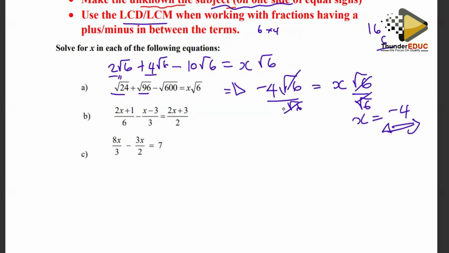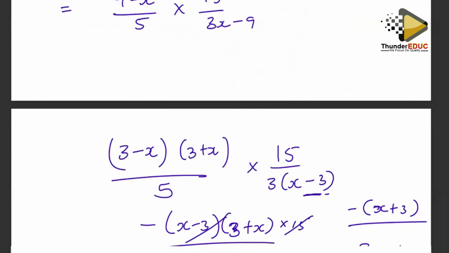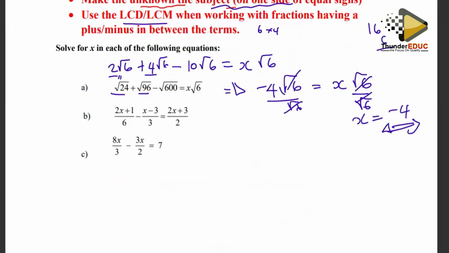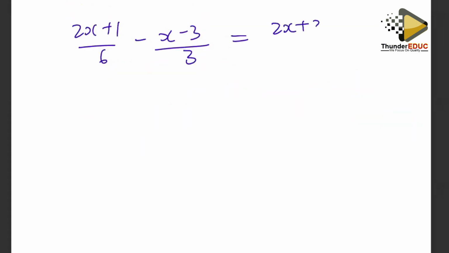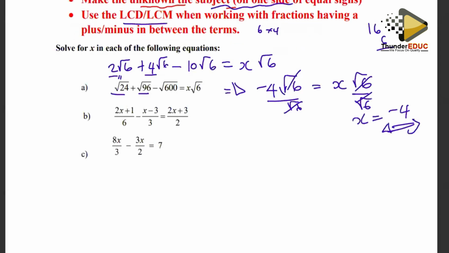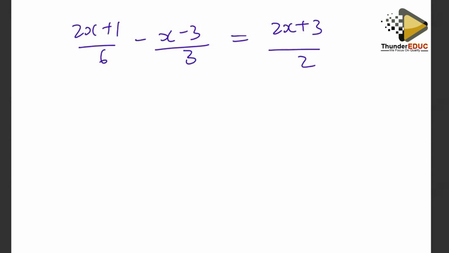Remember we said we can apply the LCD approach, or the crisscross. So we have 2x plus 1 over 6, minus x minus 3 over 3, is equal to 2x plus 3 over 2. Okay, so whenever we have fractions like this in equations, my advice would be to eliminate the denominators. You can do that through the LCD.